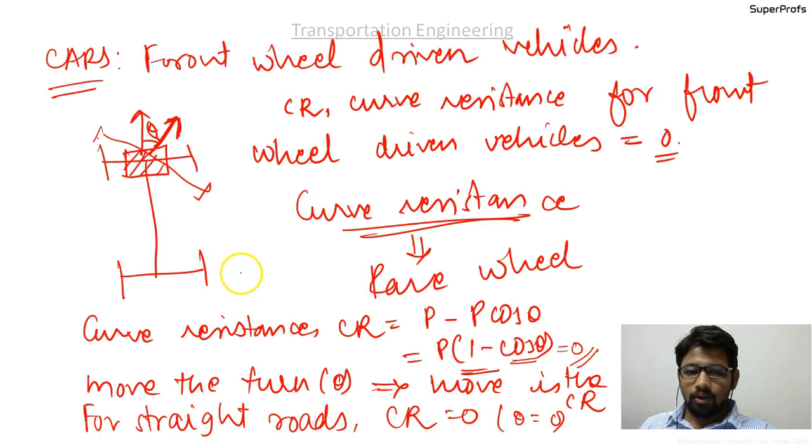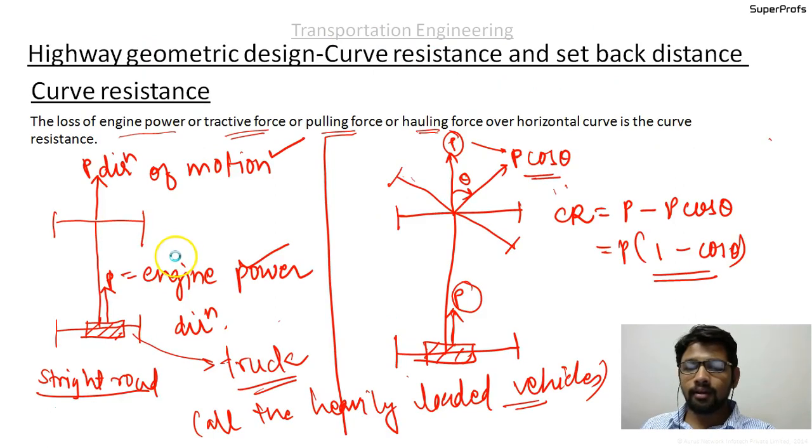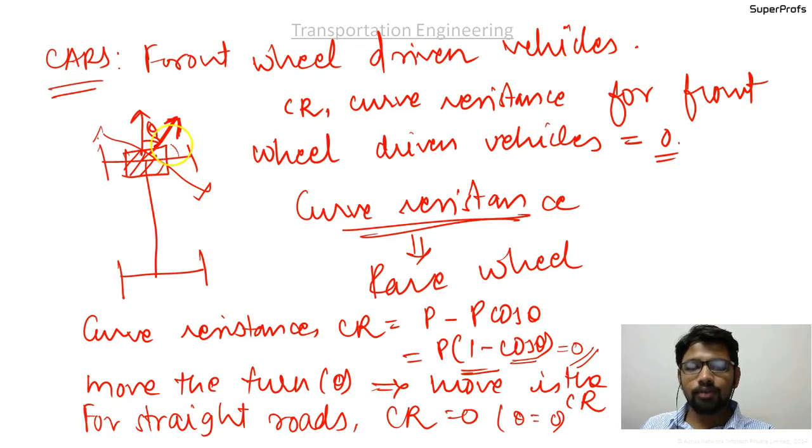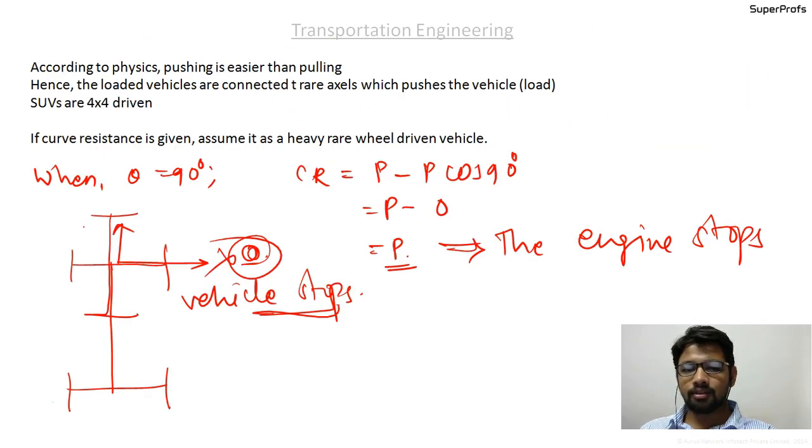Okay, so my question to you all is, what is the need of providing a few of the vehicles that are rear wheel driven? Why are few vehicles rear wheel driven, for example trucks, and why are there some vehicles that are front wheel driven, for example the cars? So I'll answer this question.